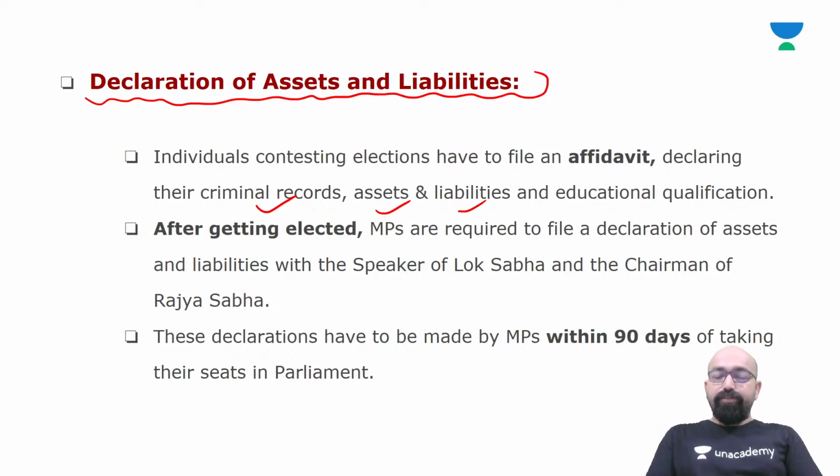After getting elected, members of parliament are required to file a declaration of assets and liabilities with the Speaker of Lok Sabha and the Chairman of Rajya Sabha. These declarations have to be made by MPs within 90 days of taking their seats in Parliament.